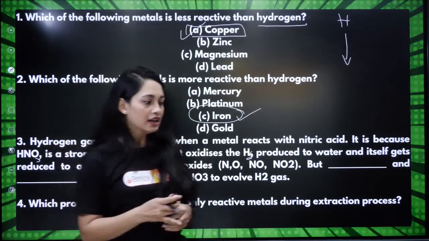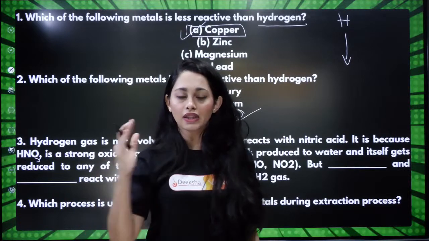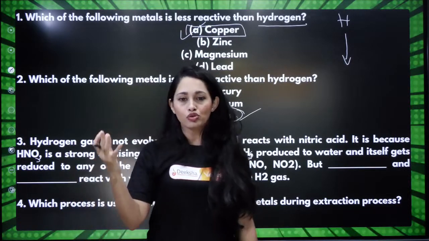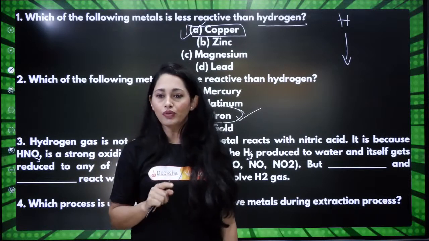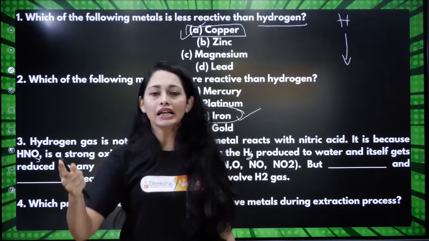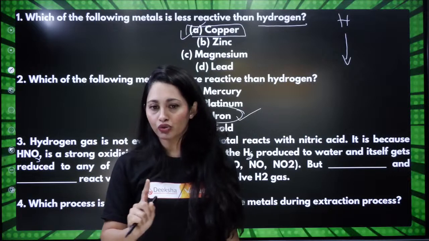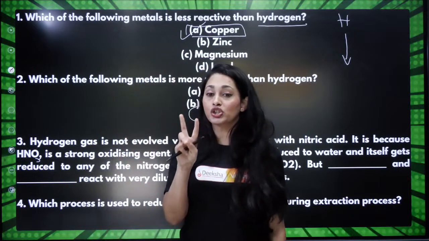So, HNO3 when it reacts with a metal. Usually what happens when a metal reacts with an acid, it gives hydrogen gas. But that does not happen in case of HNO3 because HNO3 is a very strong oxidizing agent. It is going to immediately convert the hydrogen gas that is produced to H2O. Alright, but there are 2 exceptional metals.